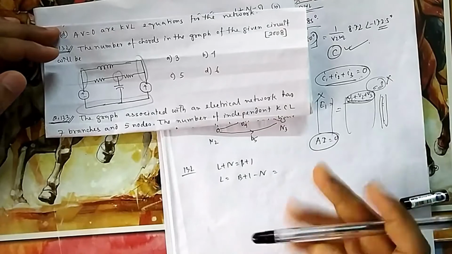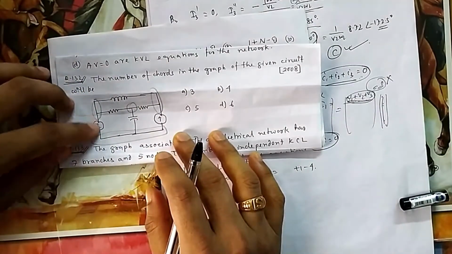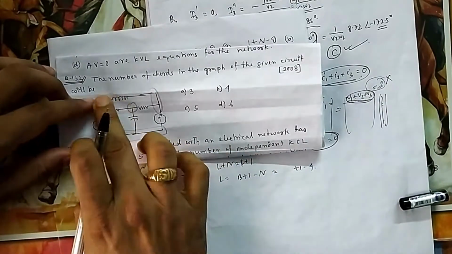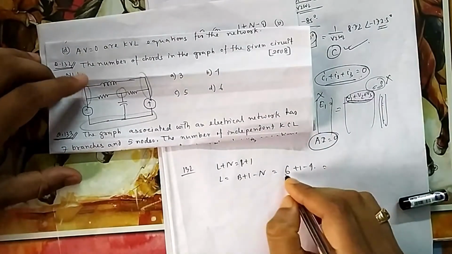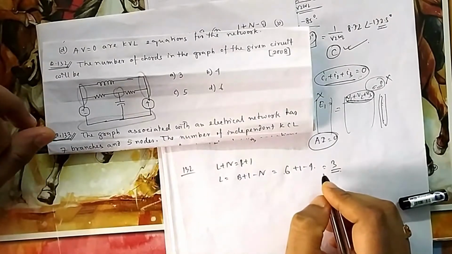Minus 4 will be there. Plus 1 minus 4. And branch. From one node to one node there will be a branch, always. 1 branch, 2 branch, 3 branch, 4 branch, 5 branch, 6 branch. So you have 6. So 6 plus 1, 7 minus 4, 3. So that is your answer. That is your option A.